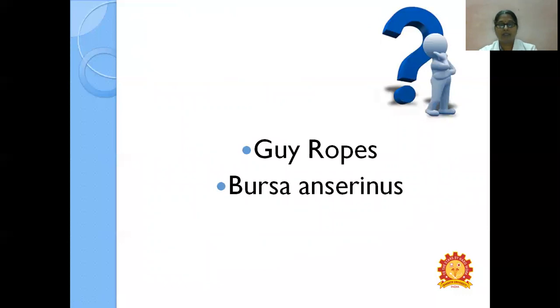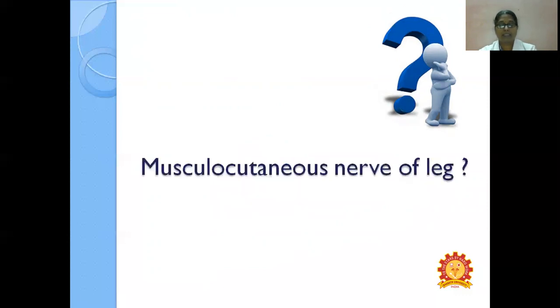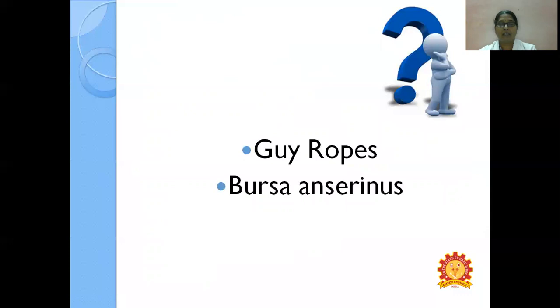One more homework: find out what is gyrobes and bursa anserinus. This is one more homework you need to find out. The second homework is which nerve of the leg is called the musculocutaneous nerve of the leg. So three homeworks I have given. One is why a particular nerve is called by its name, the second is which nerve of the leg is called the musculocutaneous nerve, and the third is what is gyrobes and what is bursa anserinus.